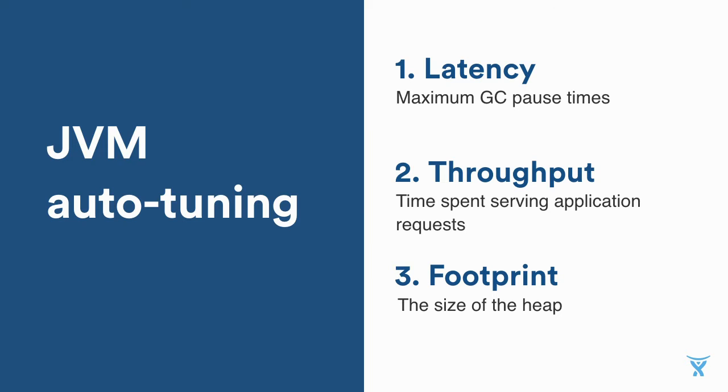If that throughput goal is not being met, the JVM will increase the heap up to the maximum size that you've specified, and it will change the size of young generation and tenured generation to try and get the best performance. But if latency and throughput goals are both being met, the JVM will try to resize the footprint back down towards the minimum.